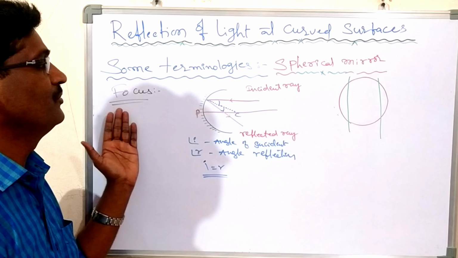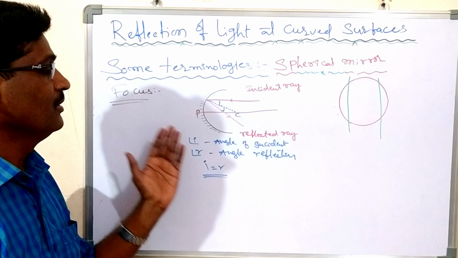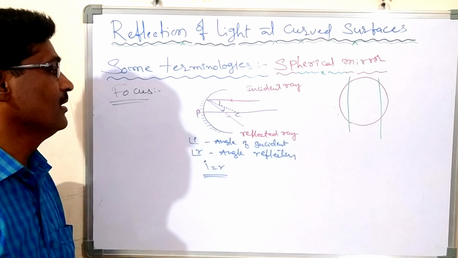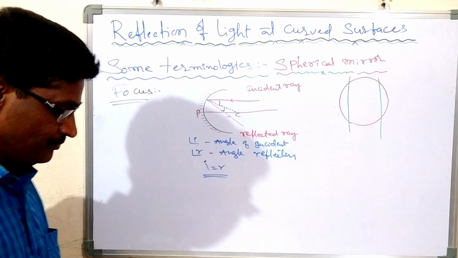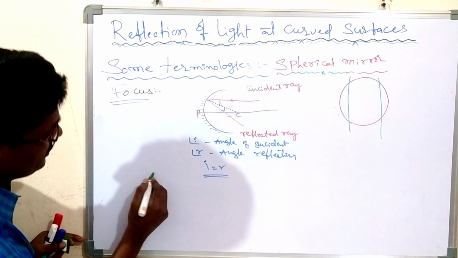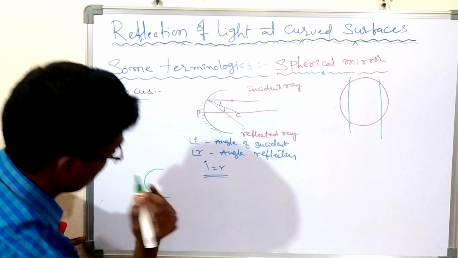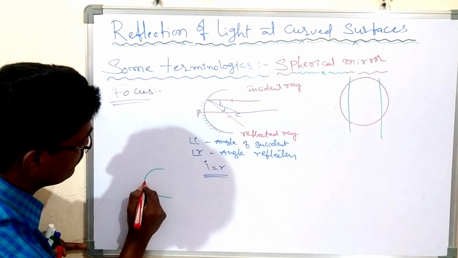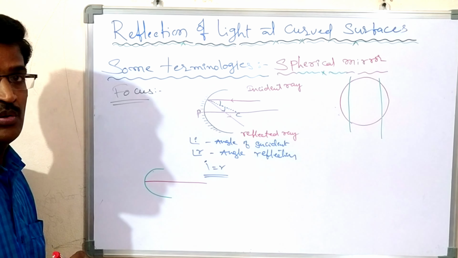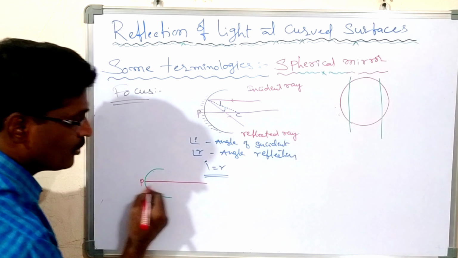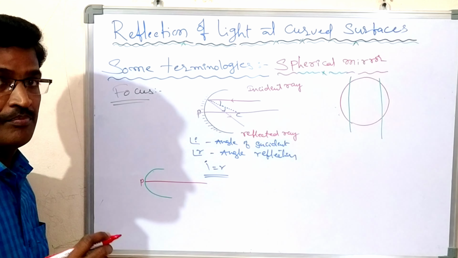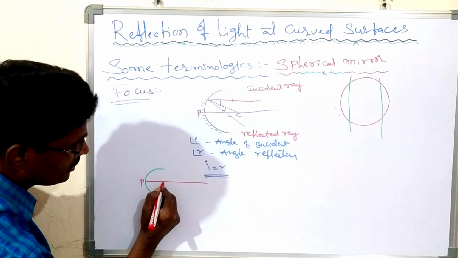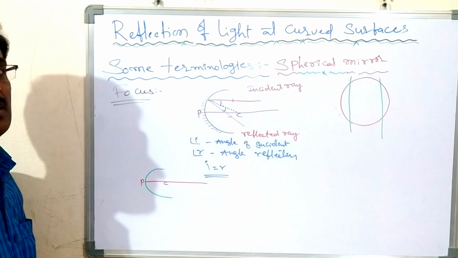Now we have to know about focus. Before this we could not understand focus very well, but now we can understand it well. To understand the focus, I am drawing a concave mirror. As you know, from the midpoint, which is the pole, one line is drawn, that you can call the principal axis.